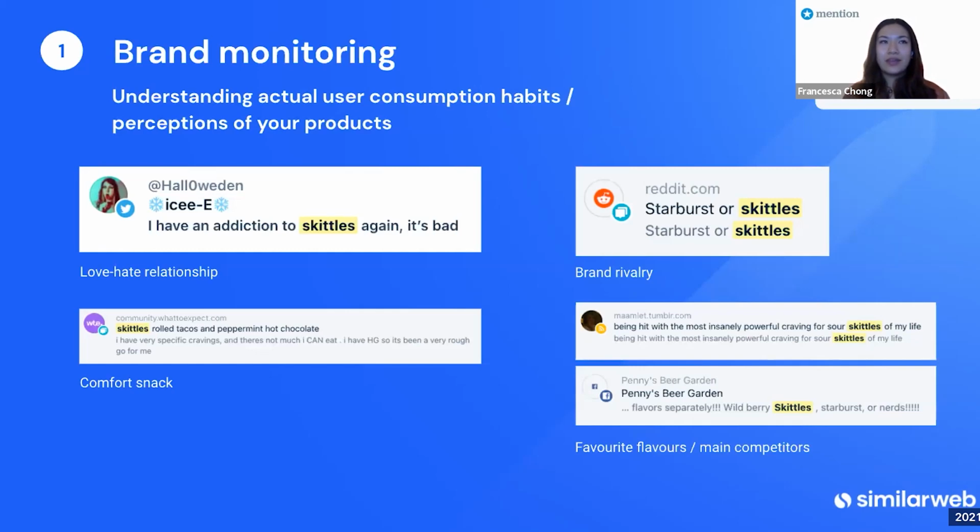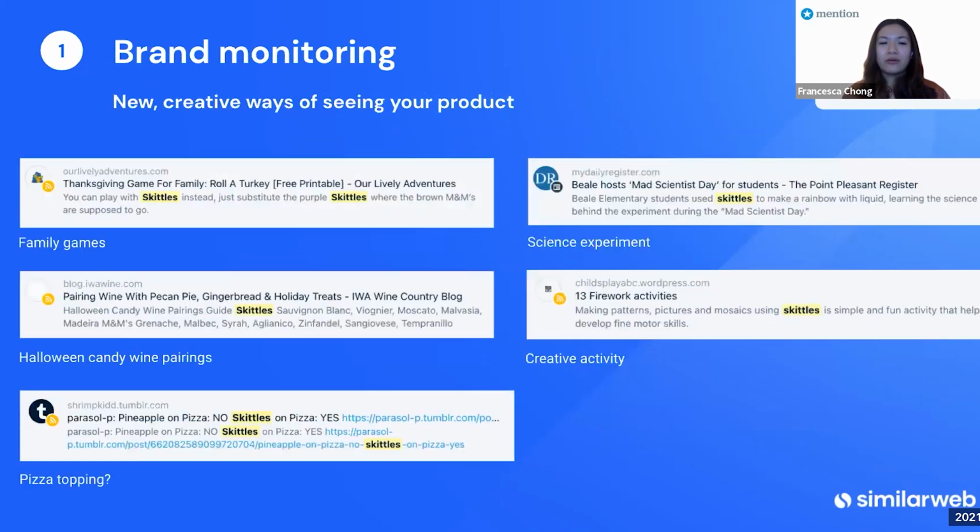On the next slide, we'll see some of the more creative ways people are using Skittles as well. So, Skittles as a brand can take these little examples. They can see whether this is going to influence their communications as well. Perhaps they want to repost it as interesting user-generated content. So we're seeing Skittles being used in the context of family games, science experiments, pizza toppings with a big question mark next to it. So, these are all very interesting ways of people using Skittles.